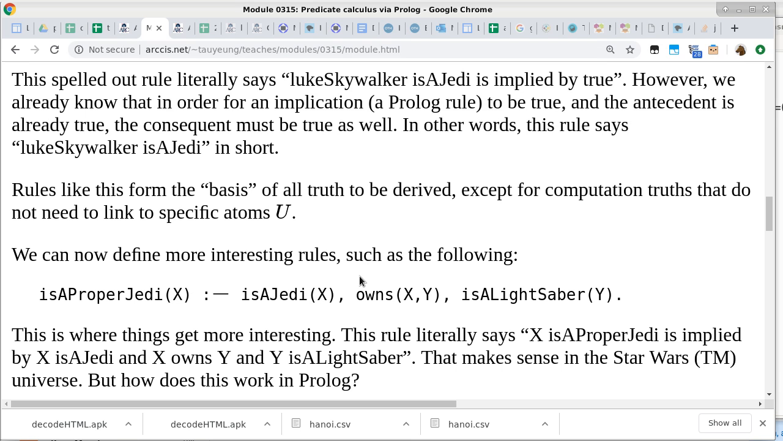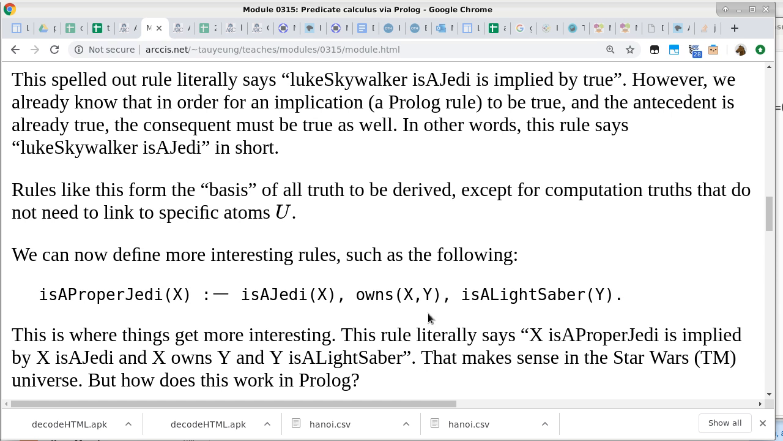So now we can start with something that has variables like this. We are looking at this particular rule. First of all, we want to learn how to read this rule. What is being implied by what else, and what about those commas? What do they mean? The way that we interpret this particular rule in Prolog is: if X is a Jedi, and a comma is representing and, X owns Y, and Y is a lightsaber, the entire thing here, which is the huge conjunction in this case, implies X is a proper Jedi. That is what it's saying.